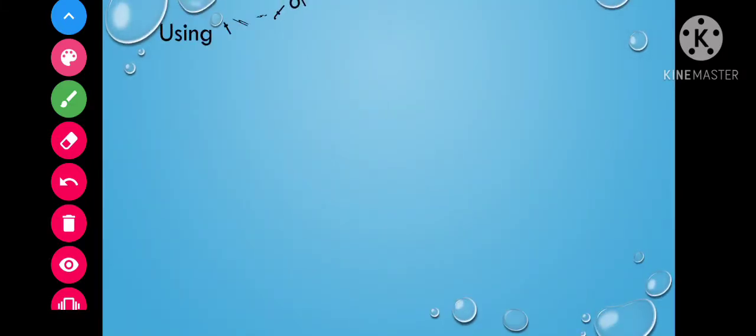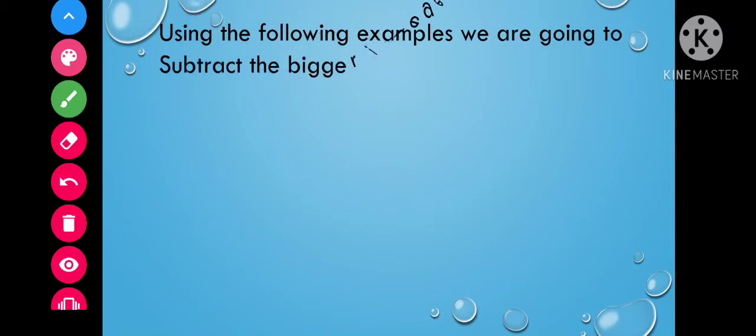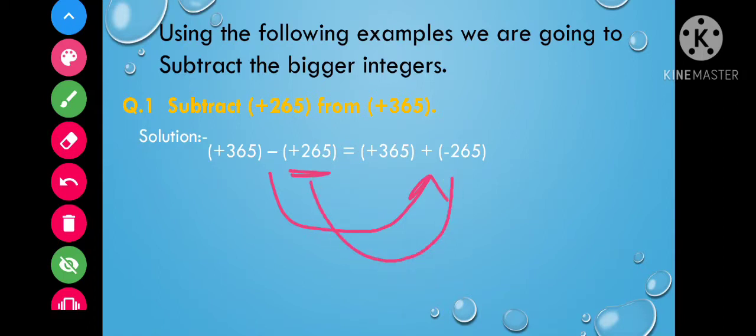Now, using the following examples, we are going to subtract bigger integers. Question number first, subtract plus 265 from 365. Then 365 minus 265. Here, firstly, we change the subtraction problem into an addition problem, and the sign of the subtrahend will change from positive to negative.